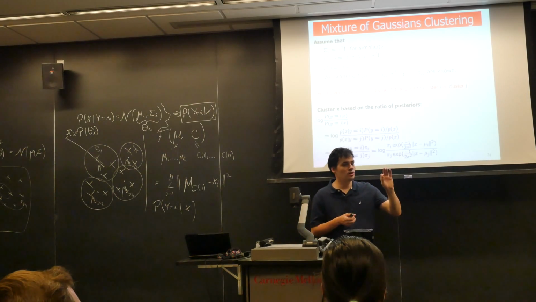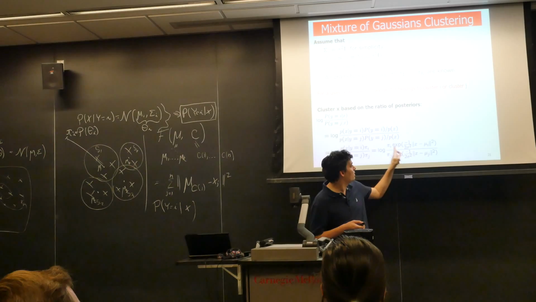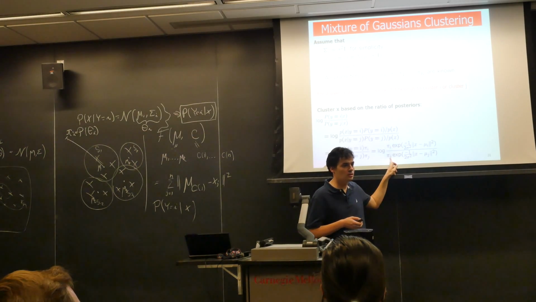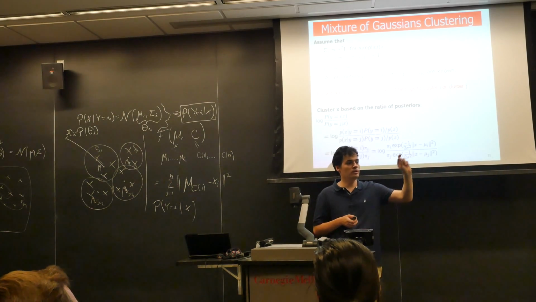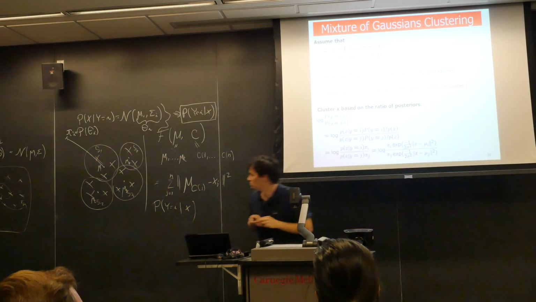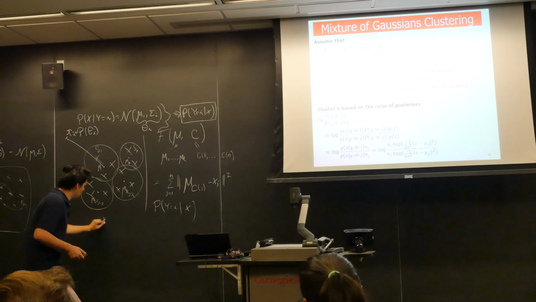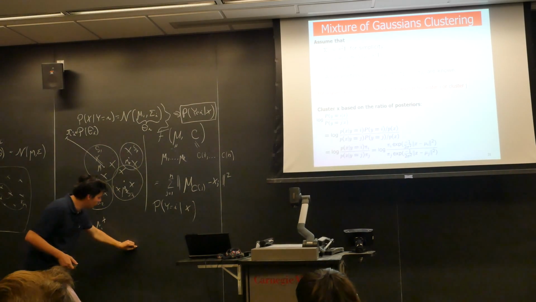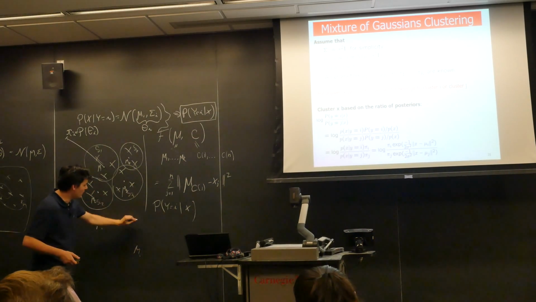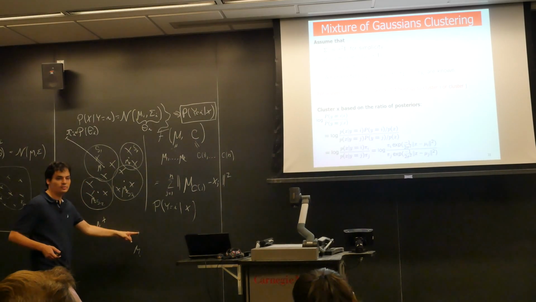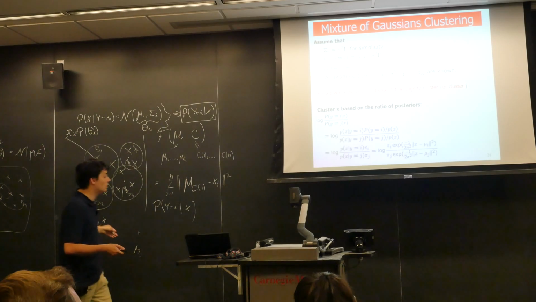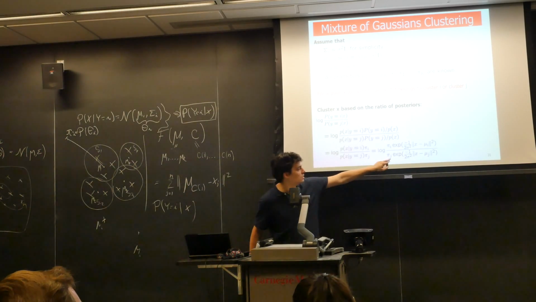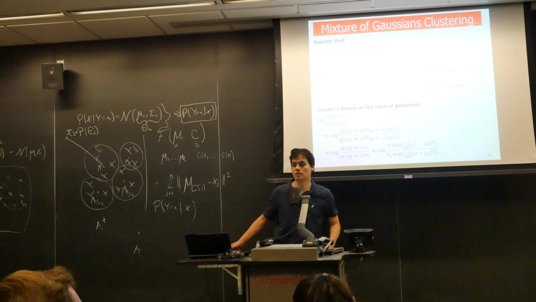Say I'm in a d-dimensional space. Parameters mu_i, mu_j, pi_i, pi_j are given. For a given x, I want to decide whether it belongs to cluster i. Say here is mu_i, here is mu_j. For a given x, I want to decide whether it belongs to this point or this point. And my question is, what does the decision boundary look like in this case?